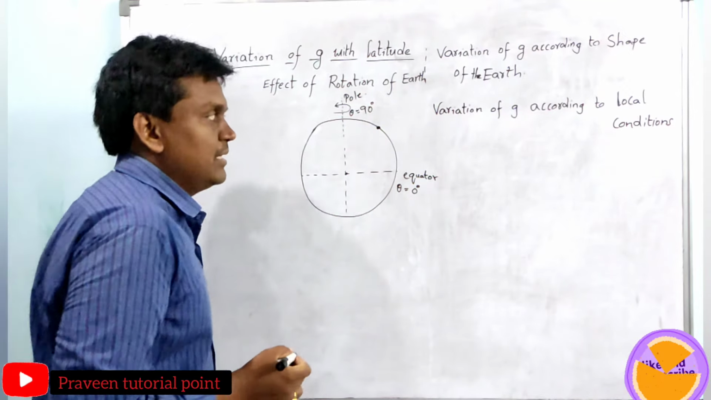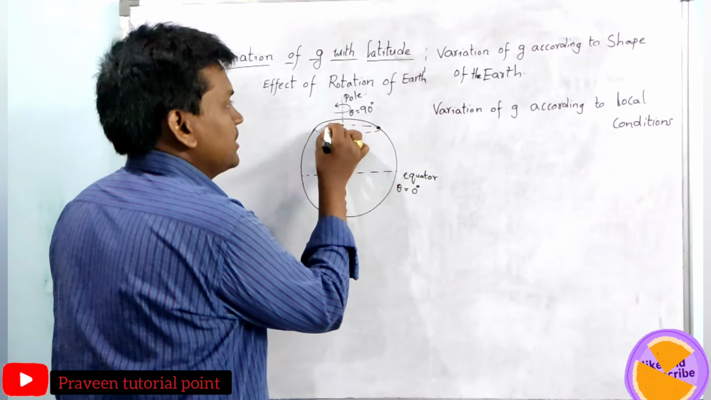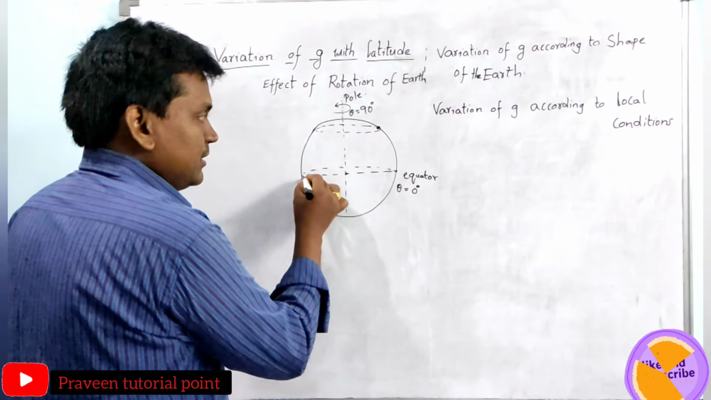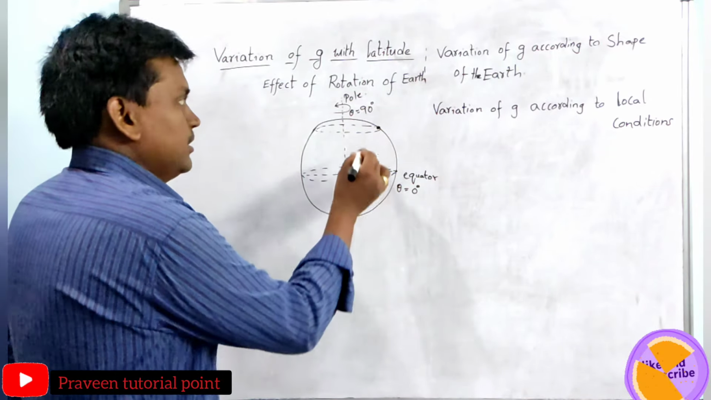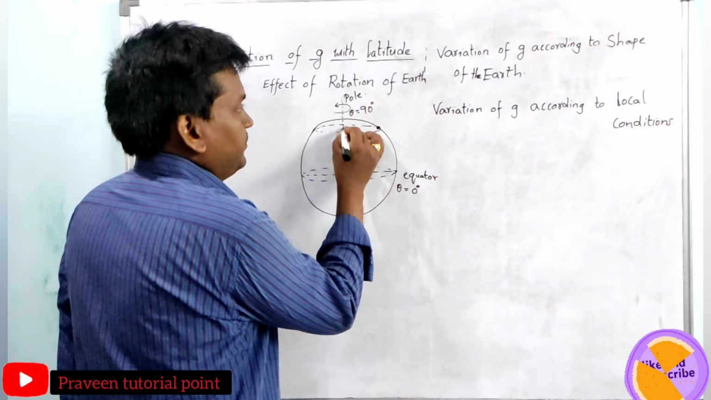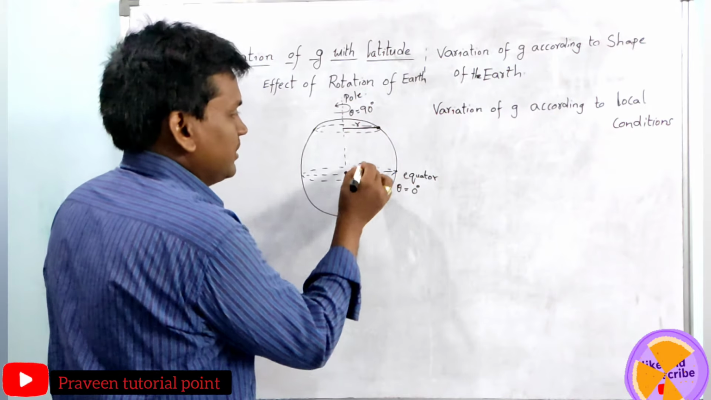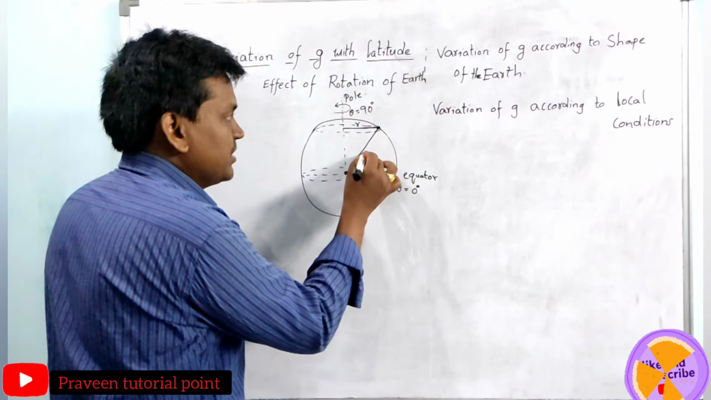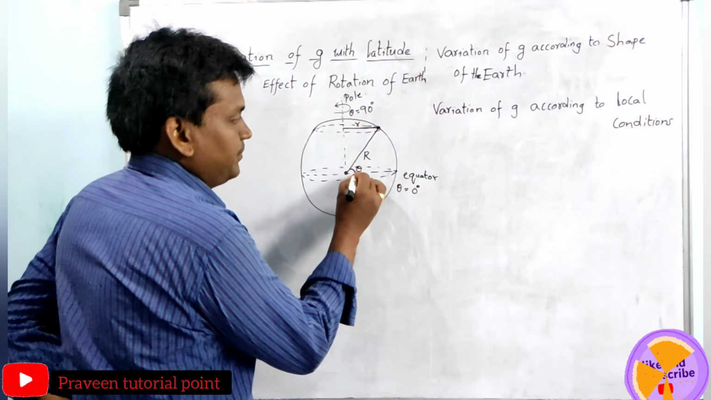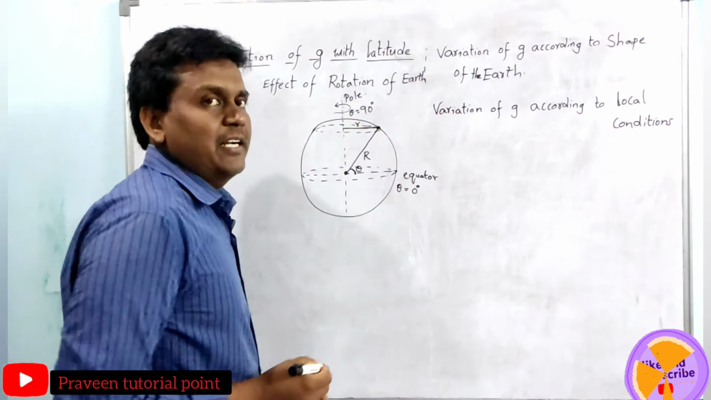So at this place I am considering a mass, and this is the axis of rotation of the mass particle. If you consider a particle exactly at the equator, this will be the axis of rotation of the mass particle. So this mass particle will rotate about this axis. This is the radius for this mass particle, let us consider it as small r. And this is the center of the earth. So the center of the earth to the mass particle is the actual radius of the earth, that is capital R. And here this is making an angle theta with the equator, and a force is acting on the mass particle.